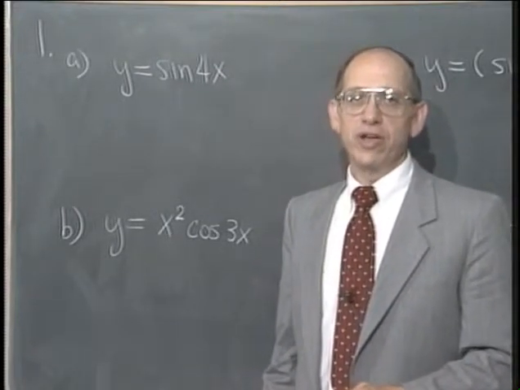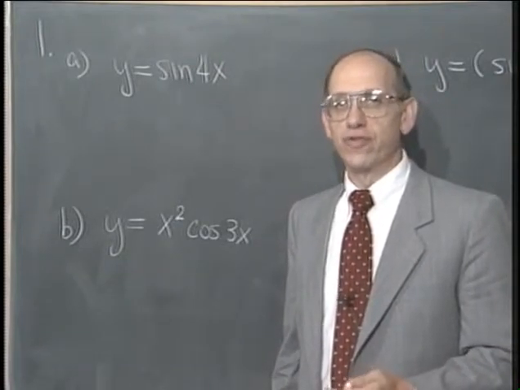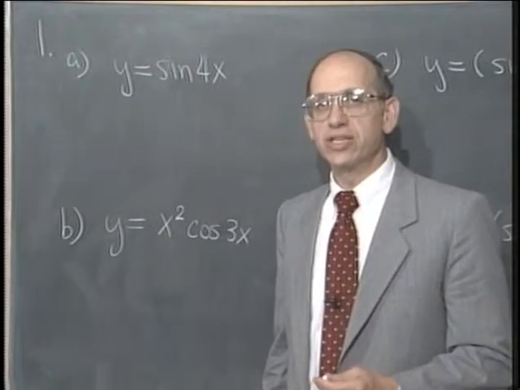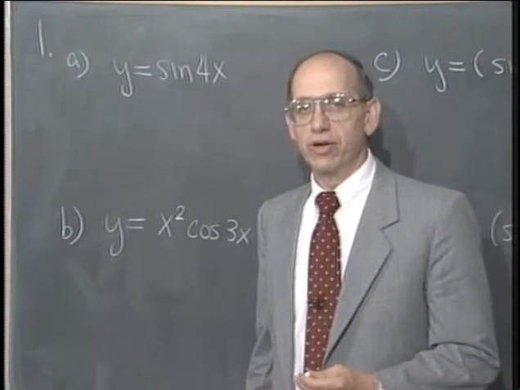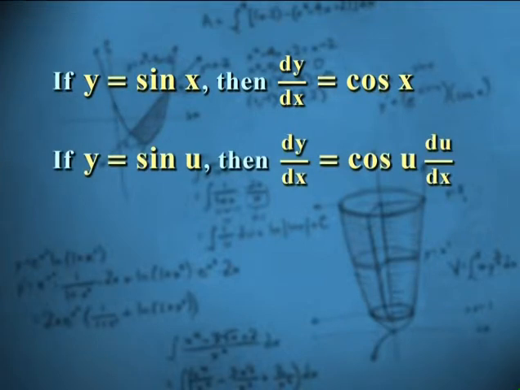The derivative of the sine, it happens to be, is the cosine. And the derivative of the cosine is minus the sine. In symbols, if y equals sine of x, then dy dx is cosine of x. Or if y equals sine of u, then dy dx equals cosine u times du dx. That's using the chain rule.